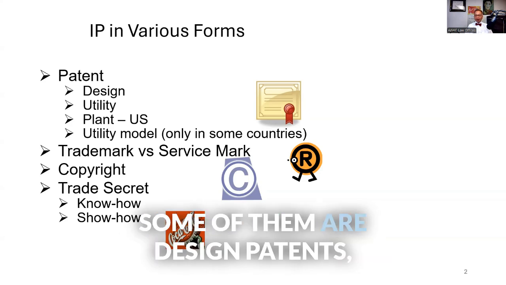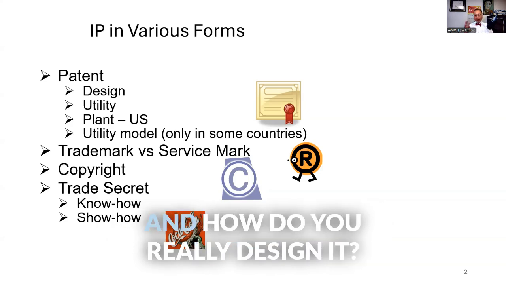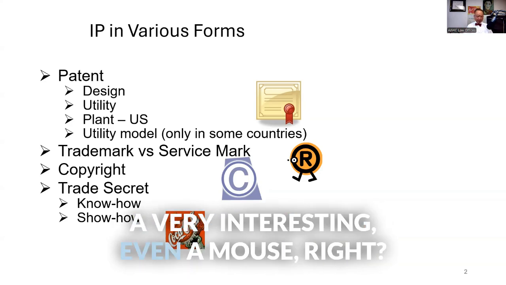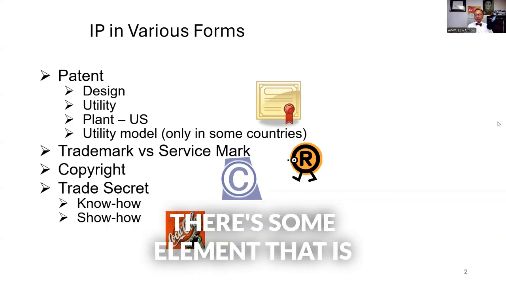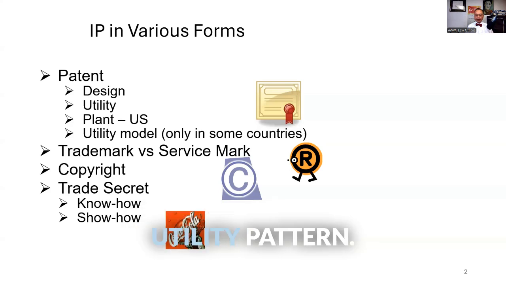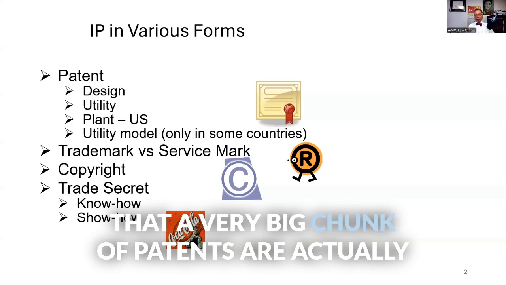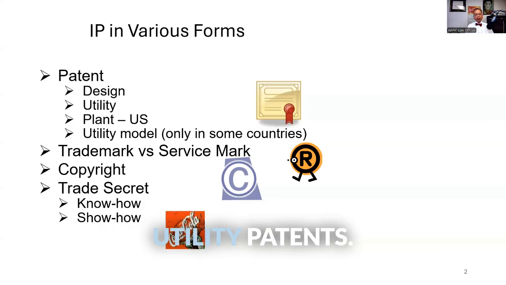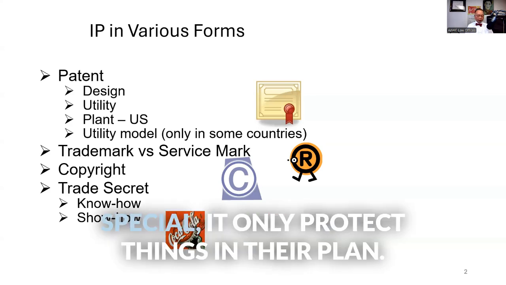Some of them are design patents, which are mainly for the look, how you design it. Even a mouse, right? I'm holding a mouse. There's some element that is functional, and some element is for the look of it. In the US, when we talk about the so-called utility patent, that's what we mostly understand; a very big chunk of patents are utility patents. Plant patent is very special; it only protects things in the plant.